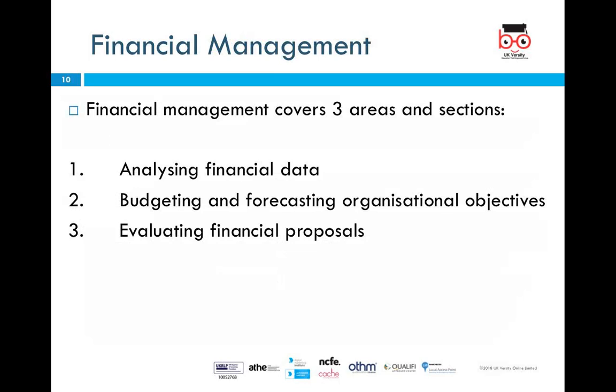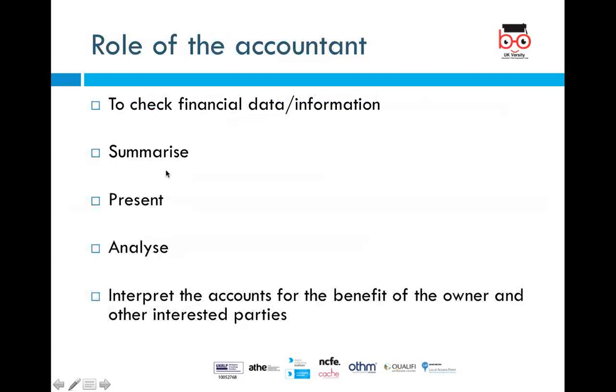And then the financial management, we know the financial data, which is processed and summarized in managerial aspects, covers 3 sections. First is analyzing the financial data, processing the data, and then it's transformed for budgeting and forecasting organizational goals and objectives. And then from here, management can decide the financial proposals internally, or the external stakeholders can evaluate the financial proposal. So these are the 3 sections or areas which cover financial management.